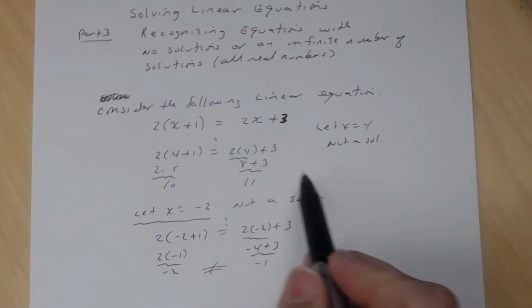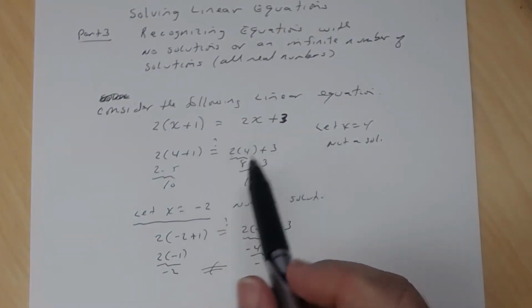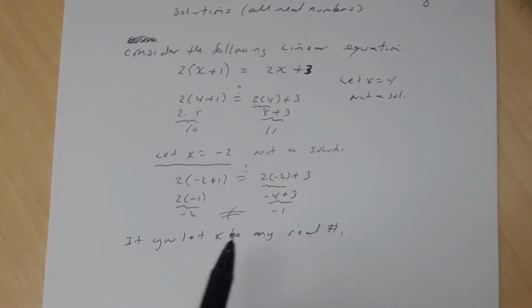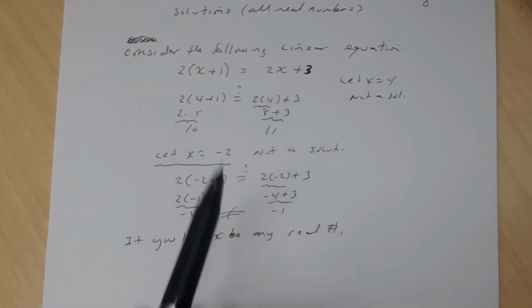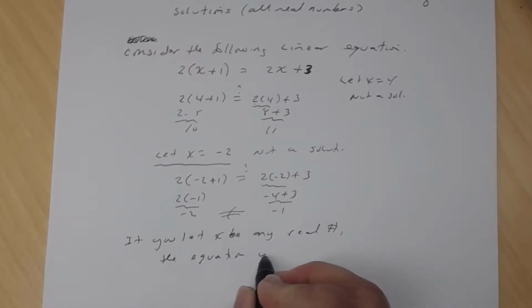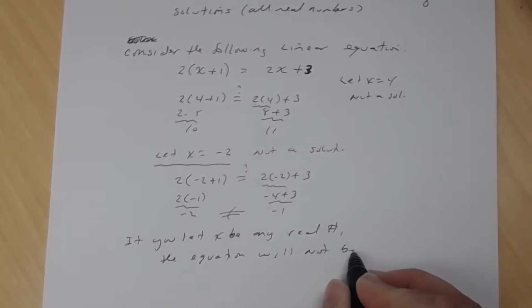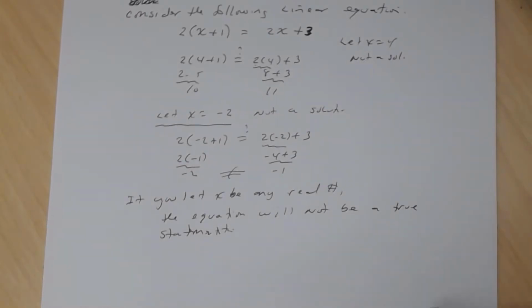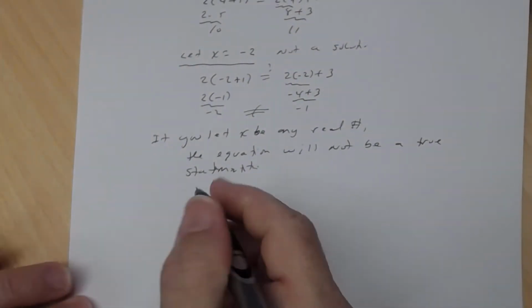And no matter how many of these numbers you use, if you let x be any real number, if you substitute any real number in for x, the equation will not be a true statement. Okay, and so what that means is that this equation has no solution.